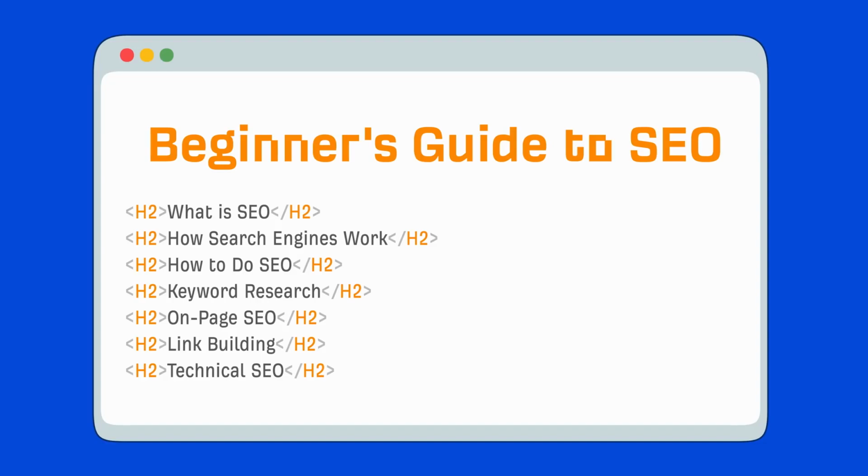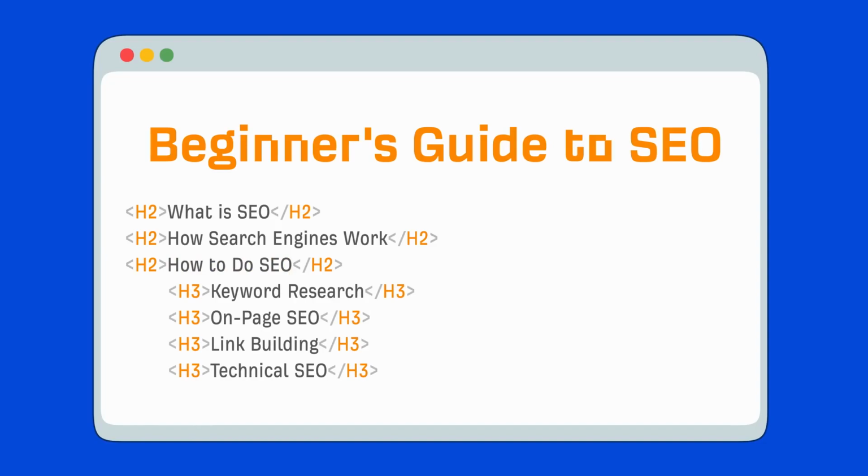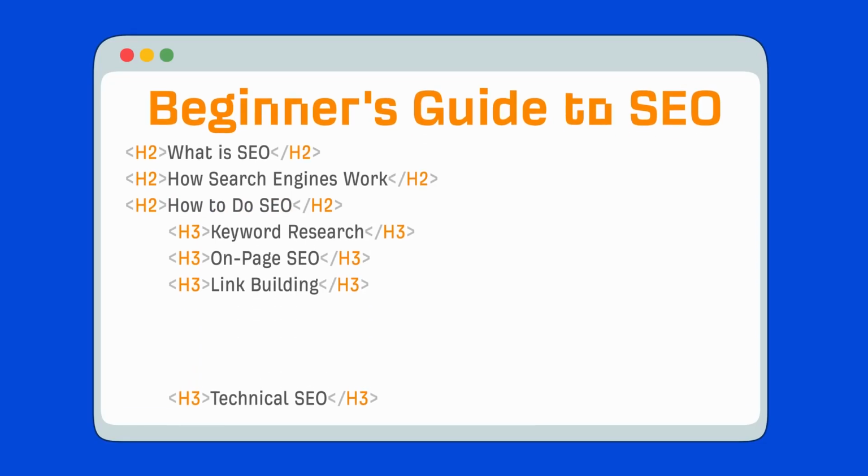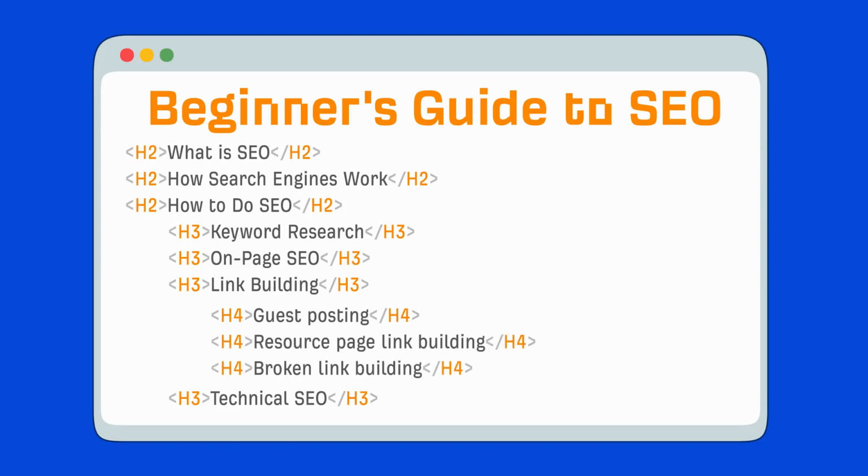Now, unlike the expanded definition post, we'd likely go into much more detail on these subtopics, so the hierarchy may need to be rearranged. For example, we might have how to do SEO as an H2, and then the different categories of SEO techniques as H3s. In fact, we might even expand the link building category to have H4s with common link building tactics like guest posting, resource page link building, and broken link building. And of course, we'd give a high-level overview of how to execute those link building tactics.